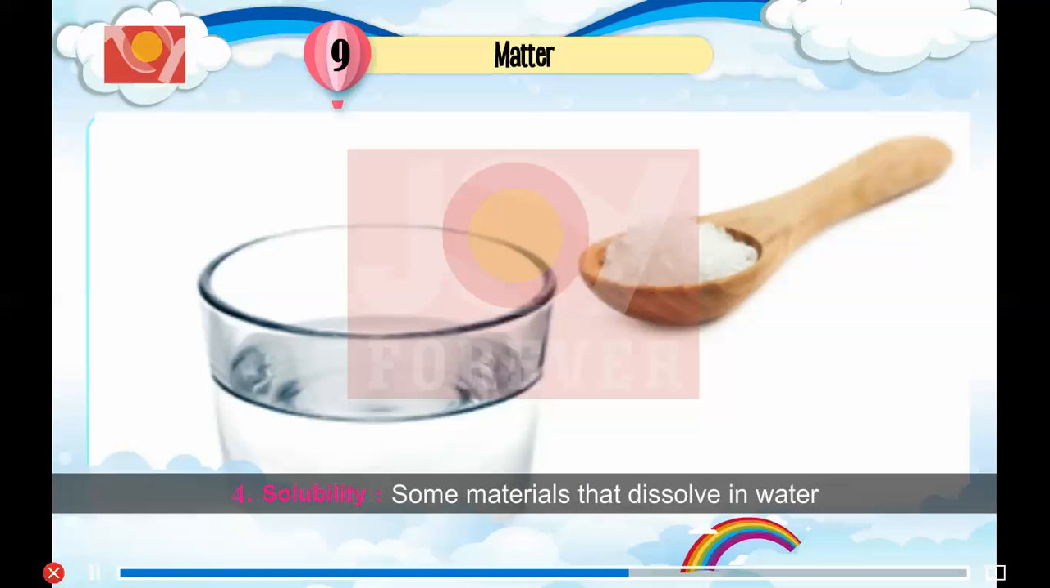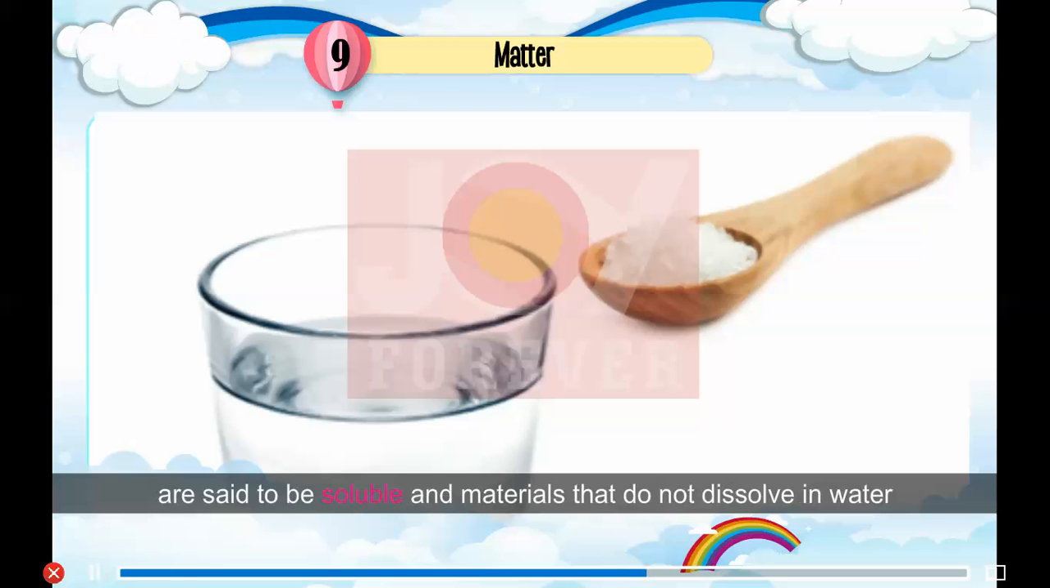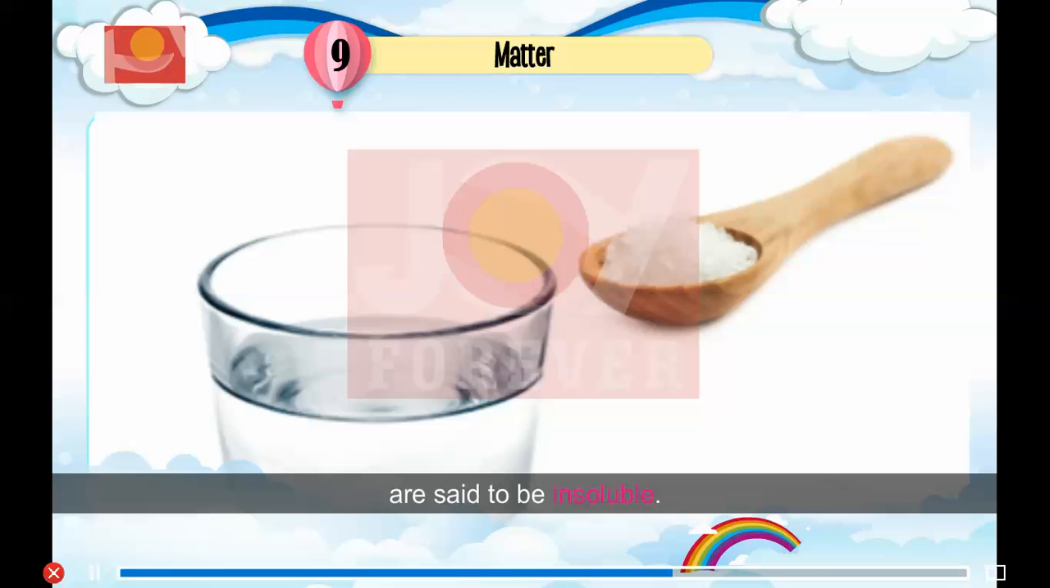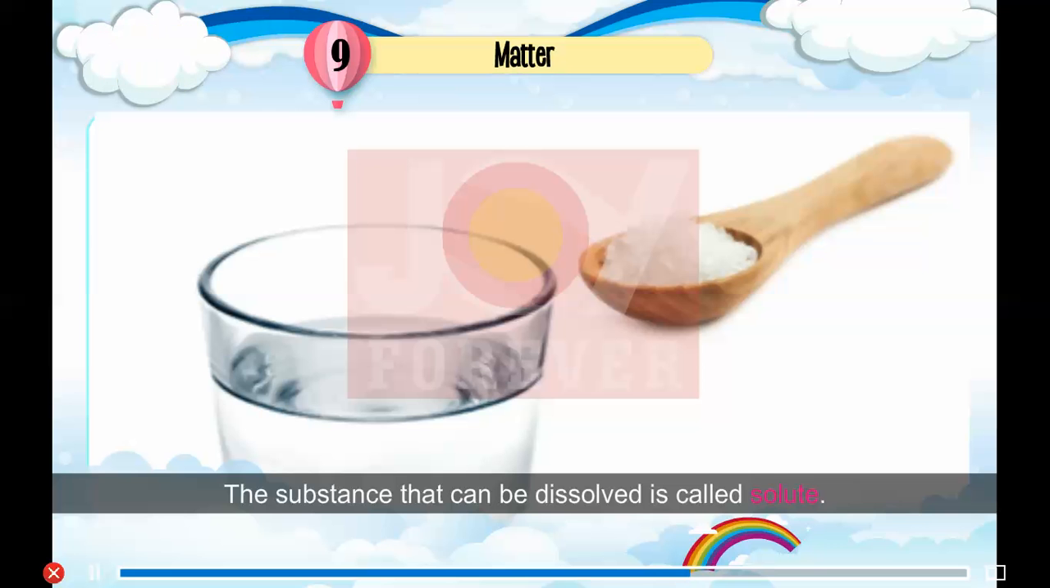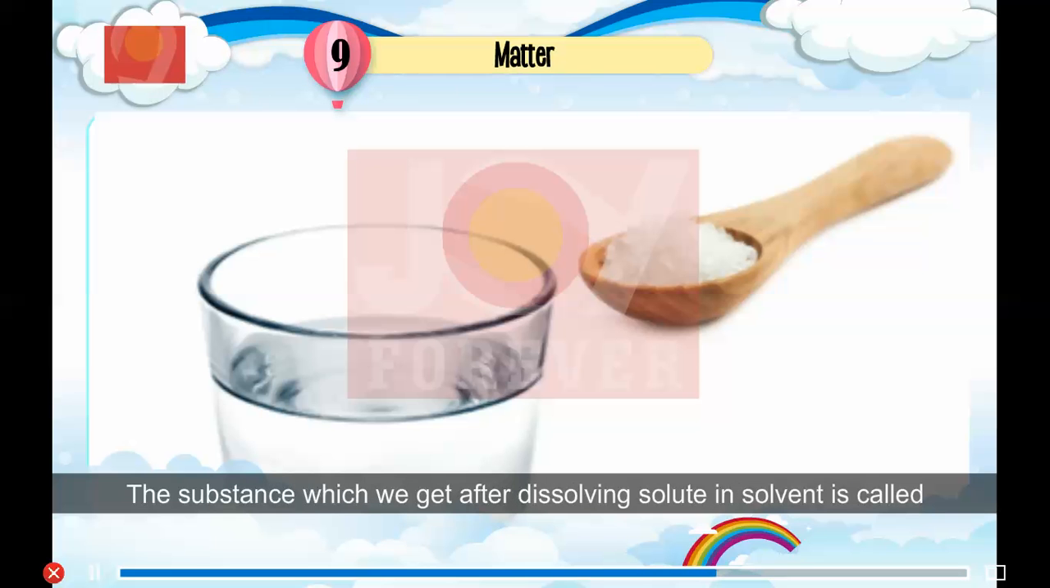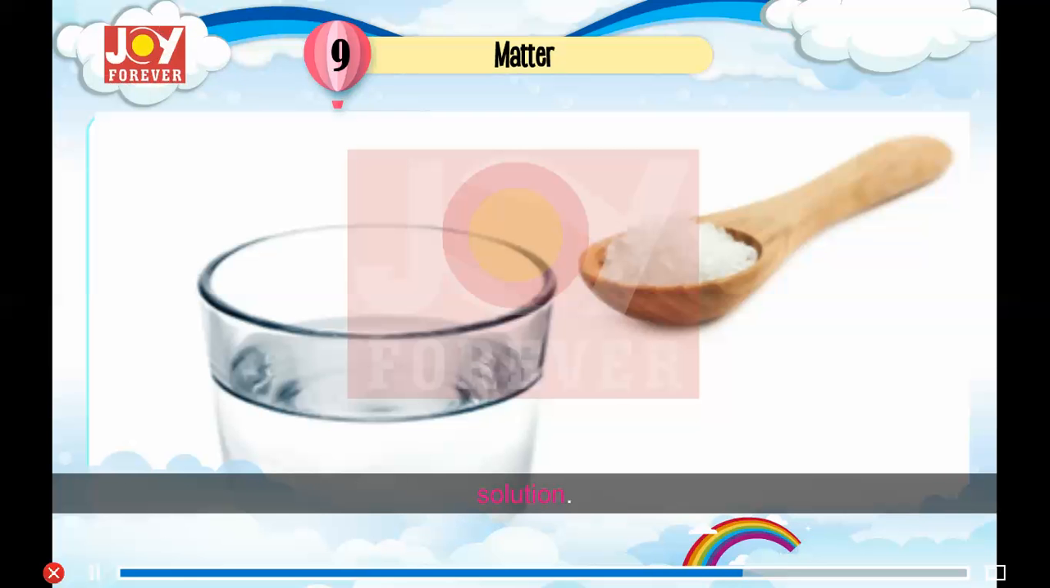4. Solubility. Some materials dissolve in water and are said to be soluble, and materials that do not dissolve in water are said to be insoluble. The substance that can be dissolved is called solute. The substance in which solute is dissolved is called solvent. The substance which we get after dissolving solute in solvent is called solution.